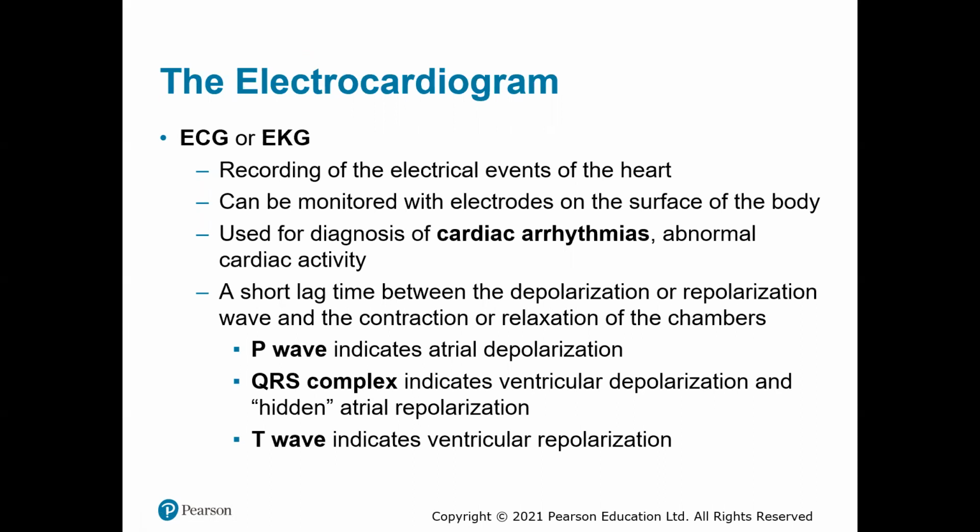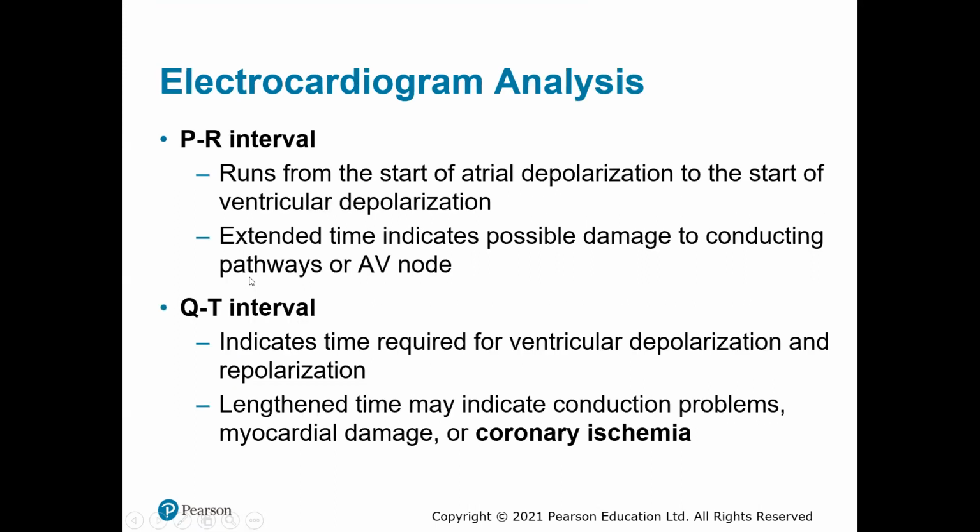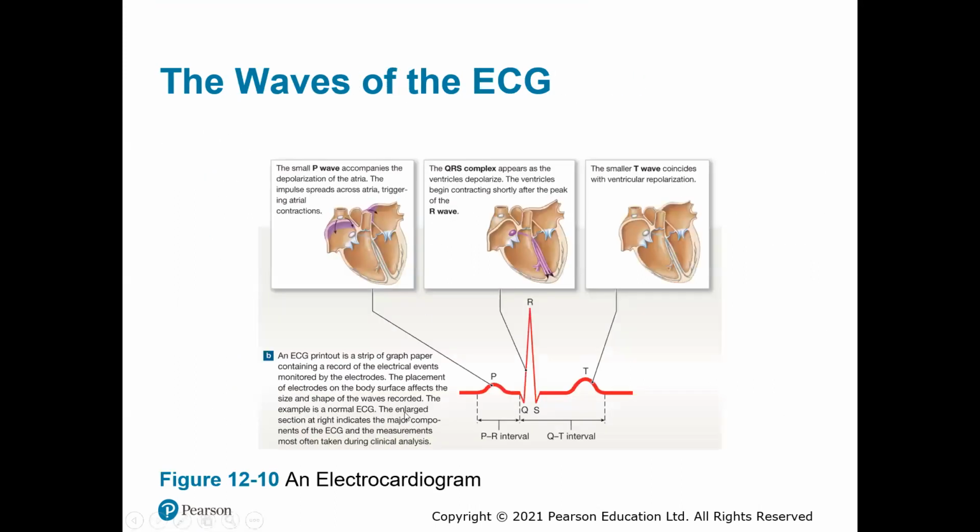The next part of the chapter goes into one of the ways that doctors read or diagnose heart problems, and that's through the use of an EKG, which is called an electrocardiogram. Sometimes it's abbreviated ECG, sometimes EKG. This is a recording of the electrical events in the heart. And what we have is a wave that looks like this red wave on the bottom: a small bump, a large spike, and another small bump.